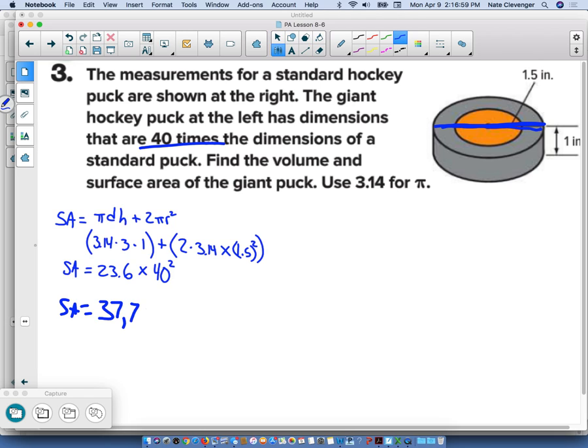Oh yeah, I know why. It's because the book took 23.55 and we took 23.6. So it's just a little bit off.